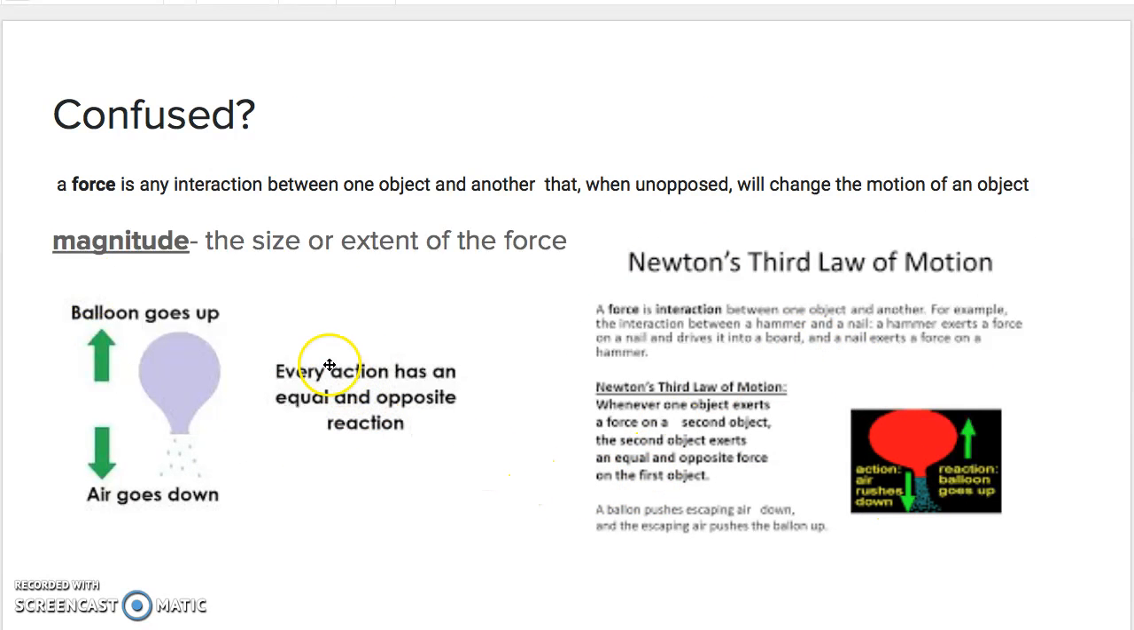We can also apply this to something else, like the balloon. When air leaves the balloon, the balloon goes up, because every action has an equal and opposite reaction. And that's shown again down here as the balloon pushes escaping air down, and the escaping air pushes the balloon up.